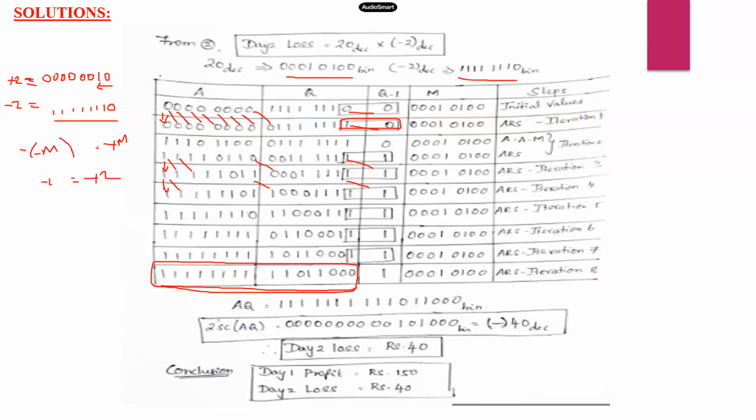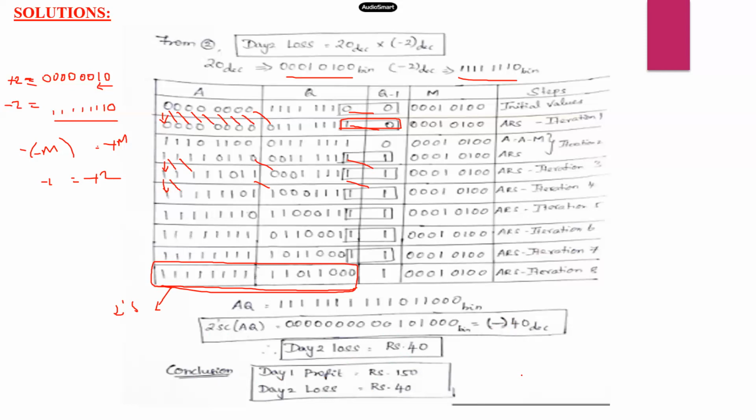If the final result is not equal to minus 40, then this is a negative multiplication, so you have to take the 2's complement of the last value. After taking the 2's complement, you will get minus 40. So the day 2 loss is 40 rupees. The final conclusion: the day 1 profit is 150 and the day 2 loss is 40.